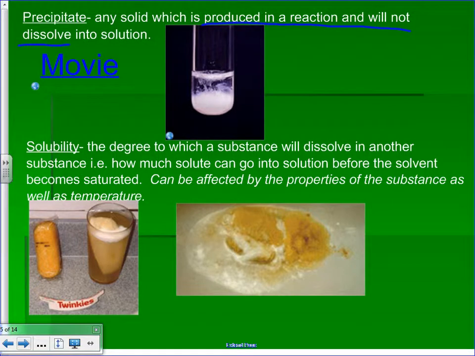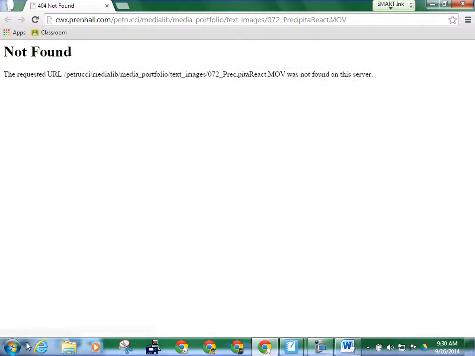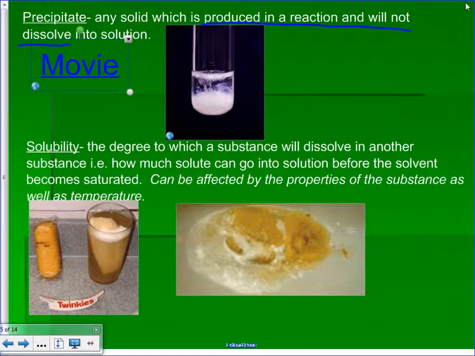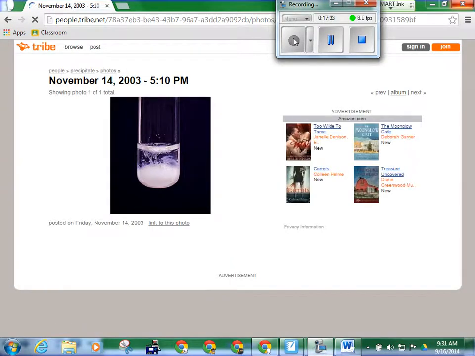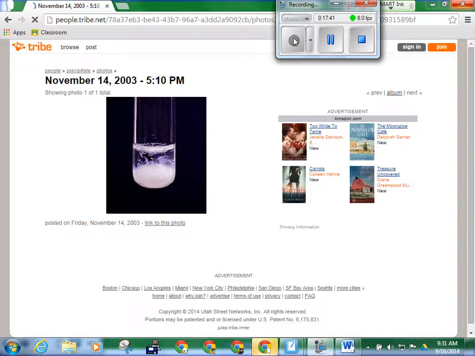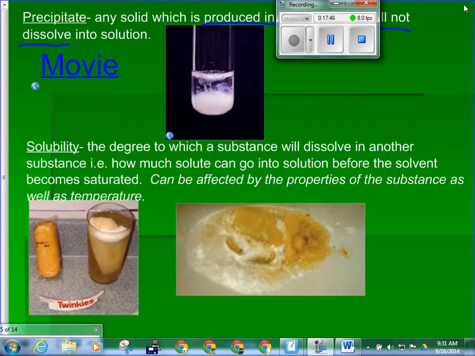Now hopefully this link is going to work, and I'll show you what that actually looks like here real quick. And it's not going to work. Oh, that one. You can see in this picture here, guys, that the precipitate is actually falling in little clouds from the top down towards the bottom. So that's kind of what we're looking at there. Sorry, that movie didn't work.